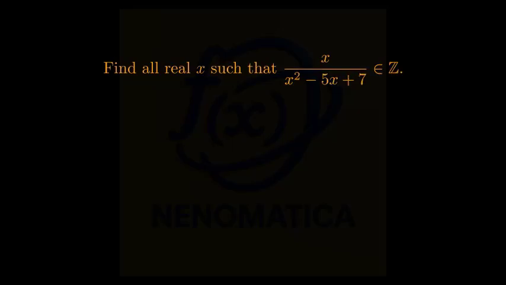In this lesson, we will find all real values of x that make the fraction x divided by x squared minus 5x plus 7 an integer. We'll organize the work step by step and visualize the key ideas along the way. Step 1. Let the value of the fraction be the integer k. So we set x over x squared minus 5x plus 7 equal to k.